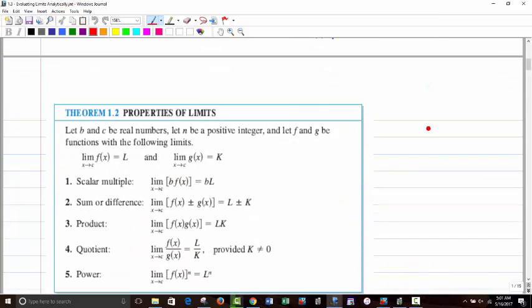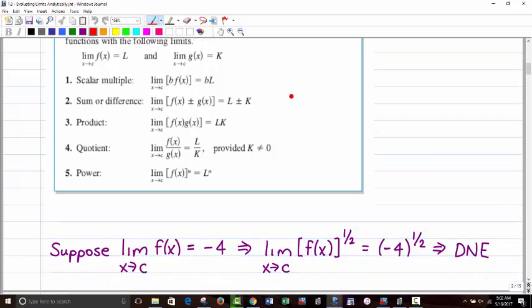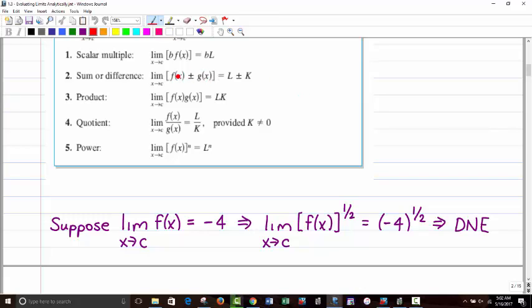Anyway, here are some properties of limits that you can read through, pretty easy. So it's telling you if the limit of f of x as x approaches c equals L, and the limit of g of x as x approaches c is k. Here's the scalar multiple: if you multiply your function value by some b, that would just multiply the result of the limit by that same b. The limit of a sum or difference would just be the sum or difference of their particular limit values. The limit of a product would be a product of the two limit values.